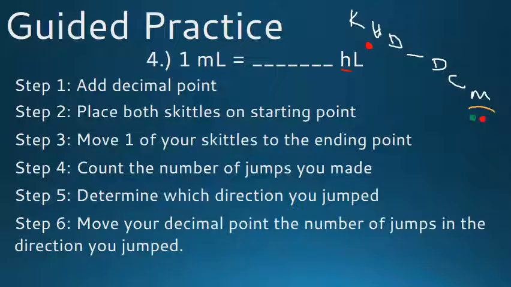And so we go 1, 2, 3, base unit counts, 4, 5. So we moved our Skittle 5 places to the left. So we know our direction and our number of jumps. So we're starting out with 1.0. We're going to make 5 jumps, which we just said. The direction that we jumped was to the left.